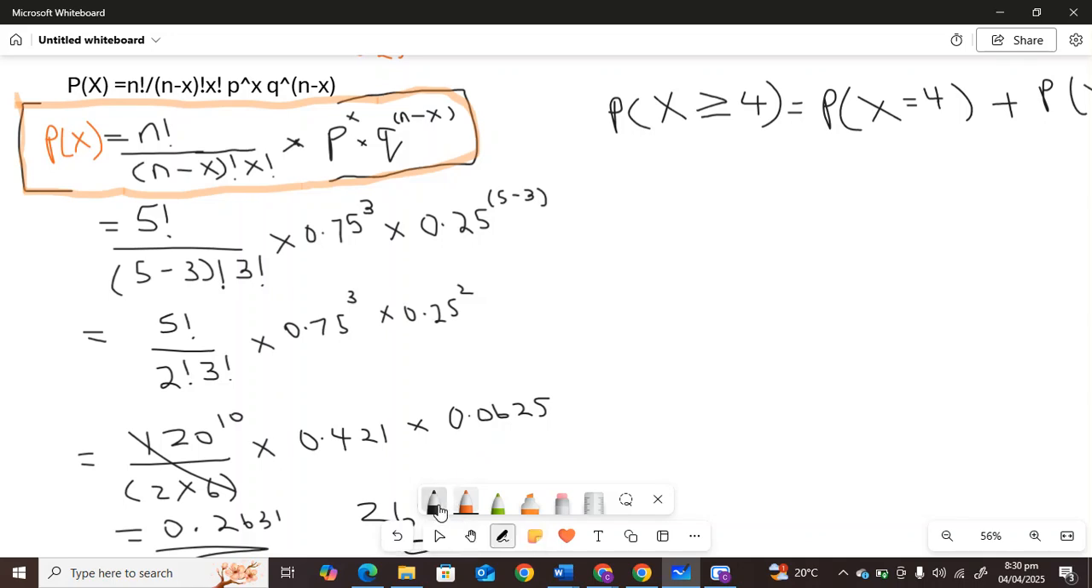So when we replace in our formula, P of x equals 4 equals 5 factorial over n minus x, 5 minus 4, factorial. Then x here again we have 4 factorial.